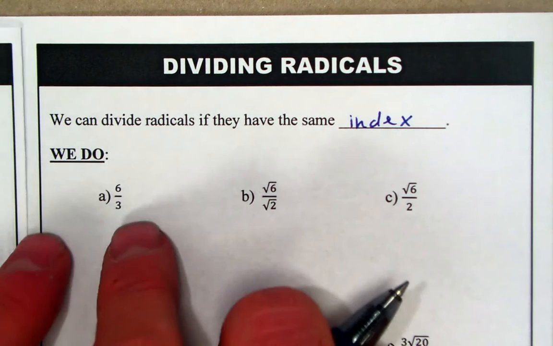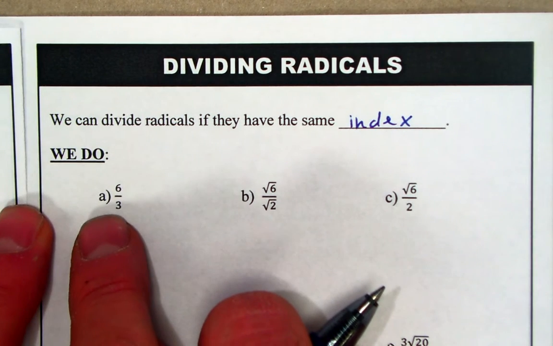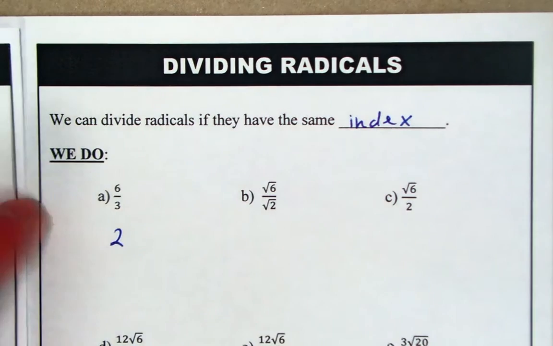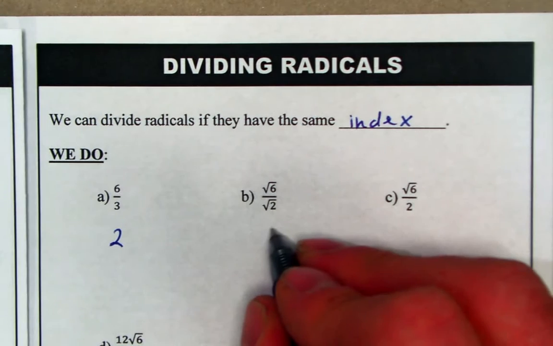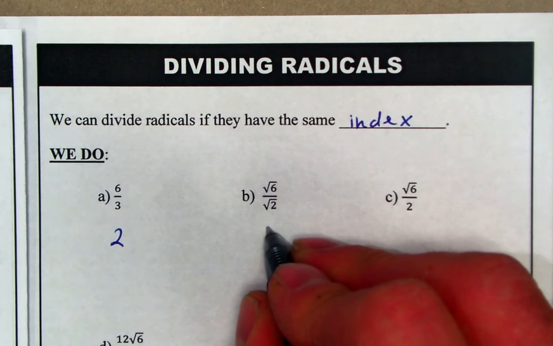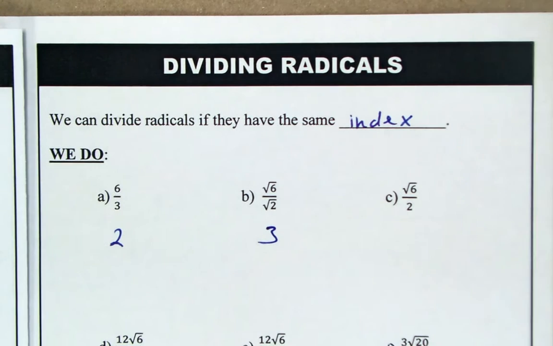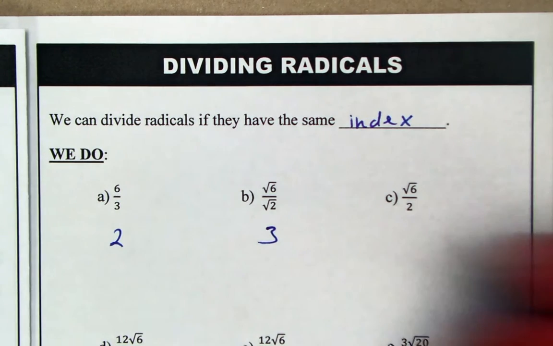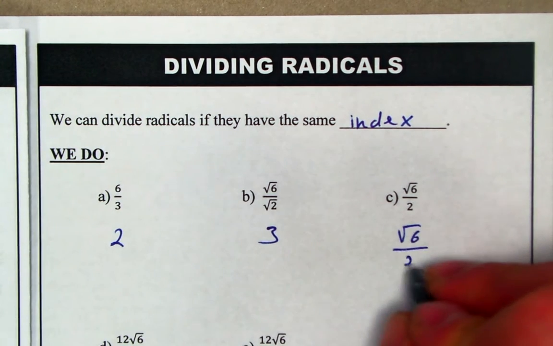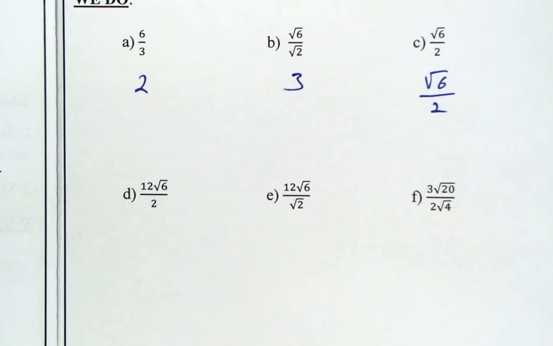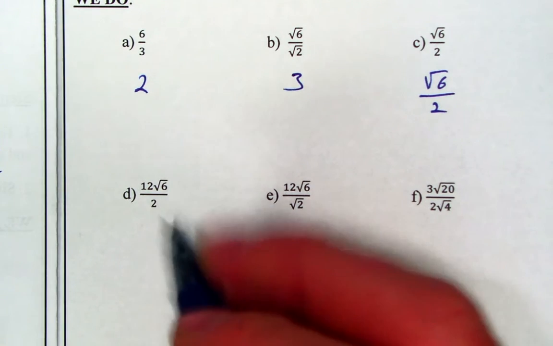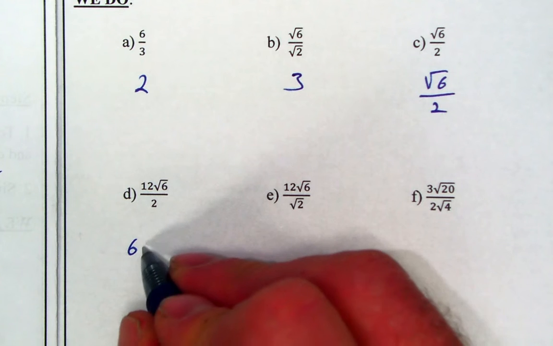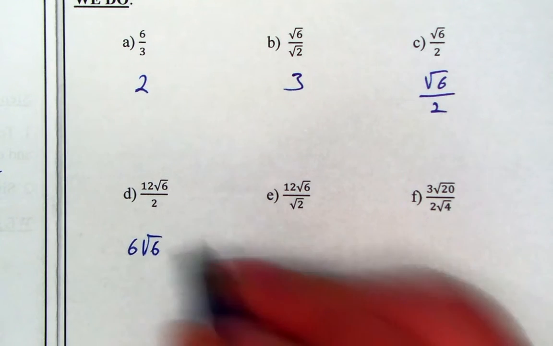Okay, so now they're both outside. So 6 divided by 3 is 2. They're both inside. Root 6 divided by root 2 is root 3. One's in, one's out. You can't do anything. These two are out. You can divide them. 6. There's nothing left with that, so you leave it.